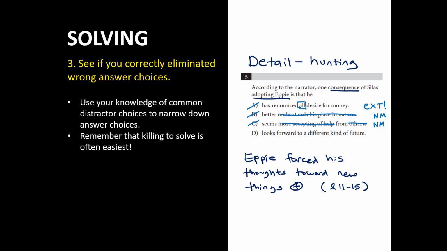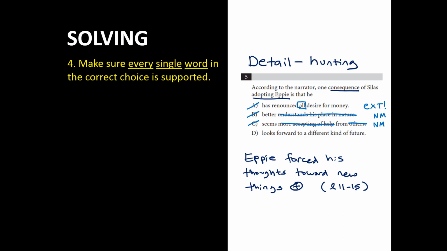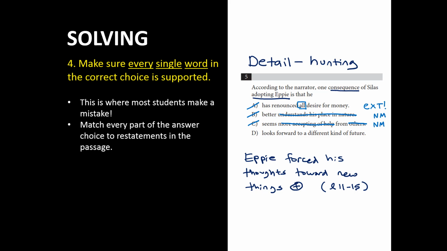And now that only D is left, we can move on to the final step, which is to make sure that every single word in the correct choice is supported. Now this is where most students make a mistake. You need to match every part of the answer choice to restatements in the passage, and you cannot infer anything. So looking at this question, it says one consequence of Silas adopting Epi, and in the passage it says Epi forced his thoughts towards, and that's a perfect match. That is a consequence of adopting Epi.